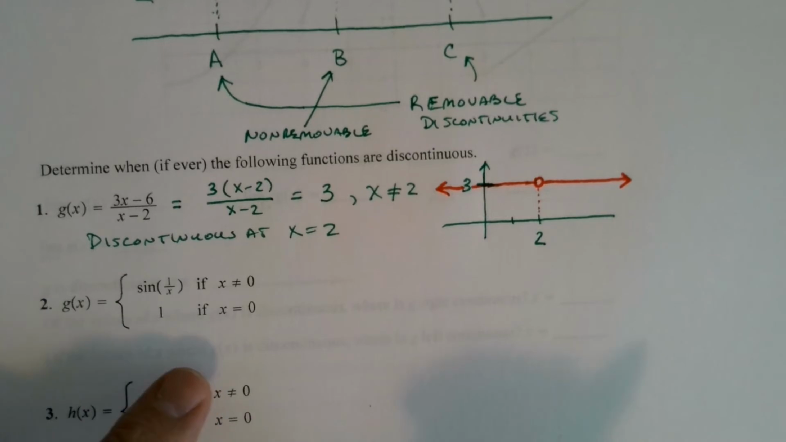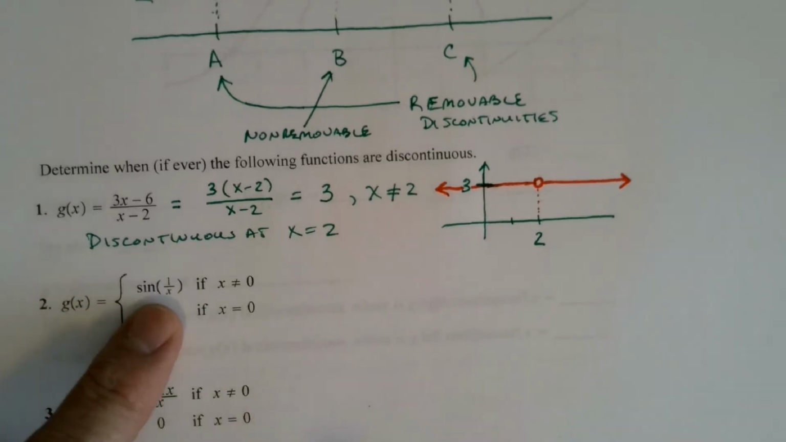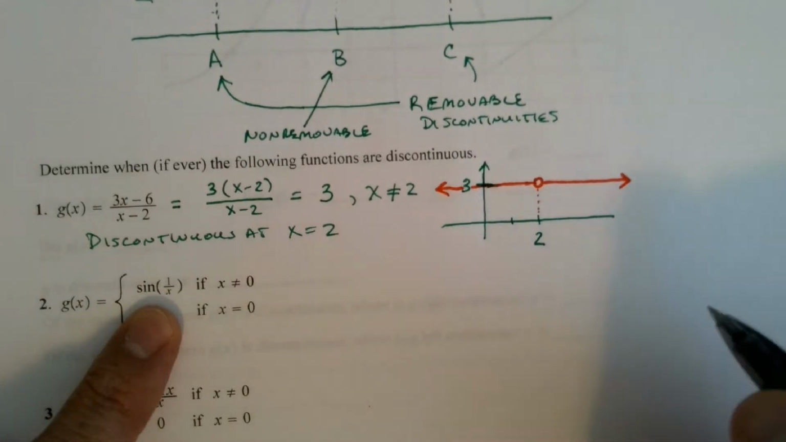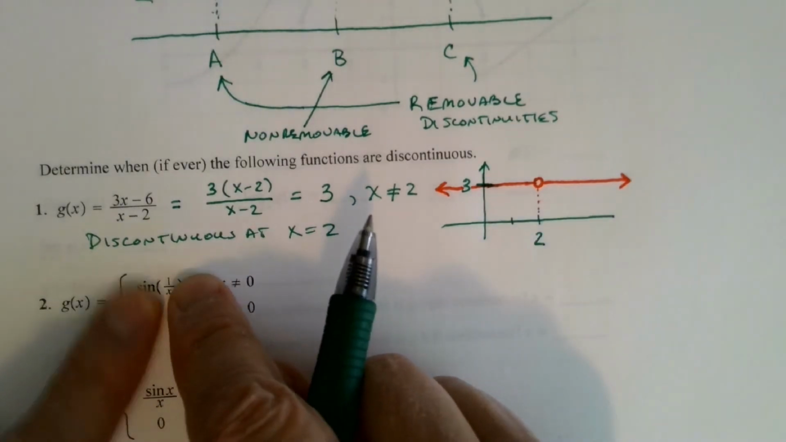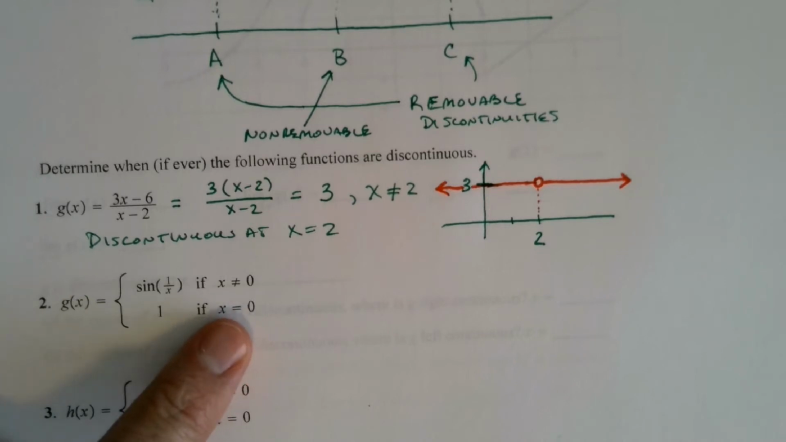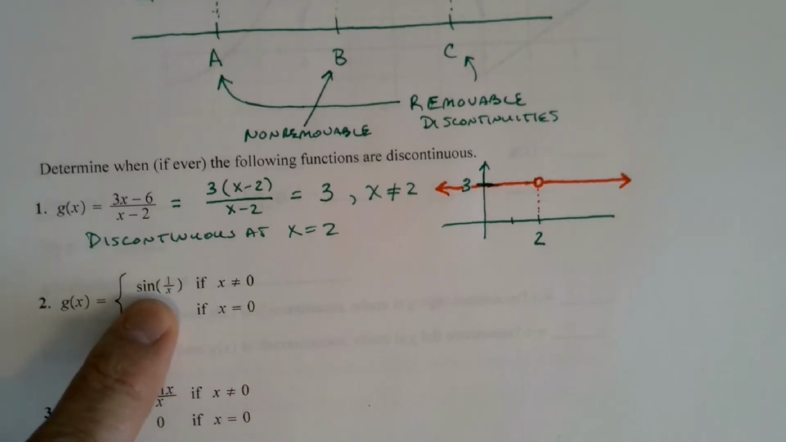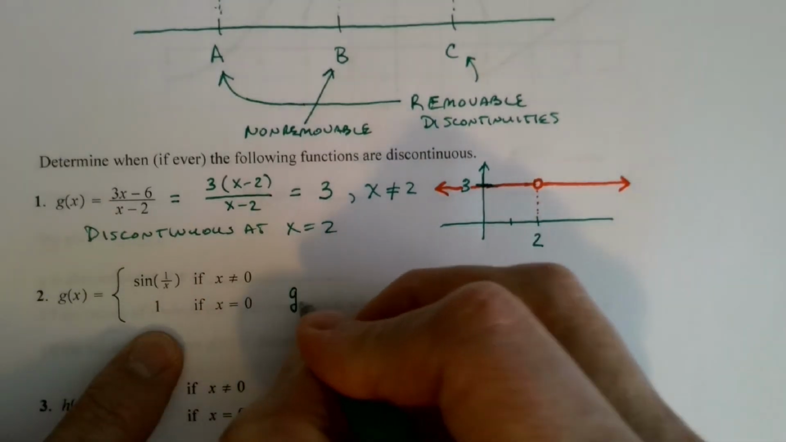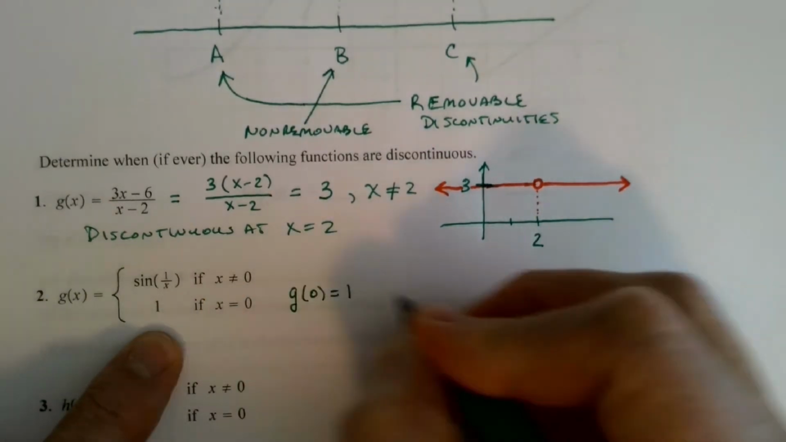And if you think about the sine function, do you ever have a point in the sine function where you have to lift the pen or pencil off the paper? No, it's going to be continuous just about everywhere. As long as you're plugging in a real number, you're going to have a continuous function. And we'll talk more about that later. The problem then is right at 0. Because if x is not equal to 0, we're equal to this. But if x is equal to 0, we're equal to 1. So notice that g of 0 equals 1.